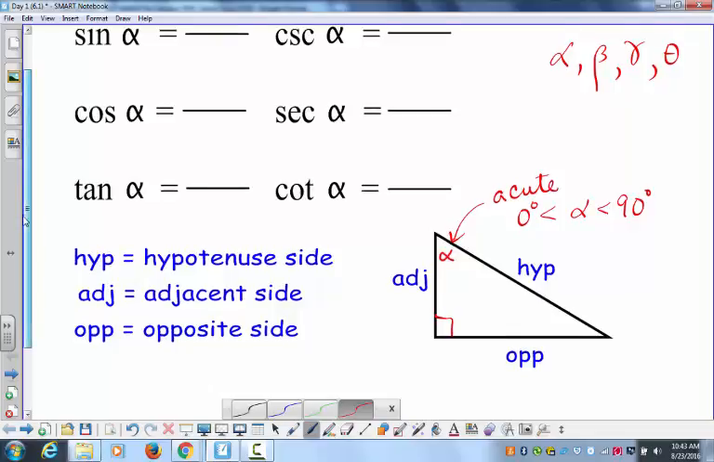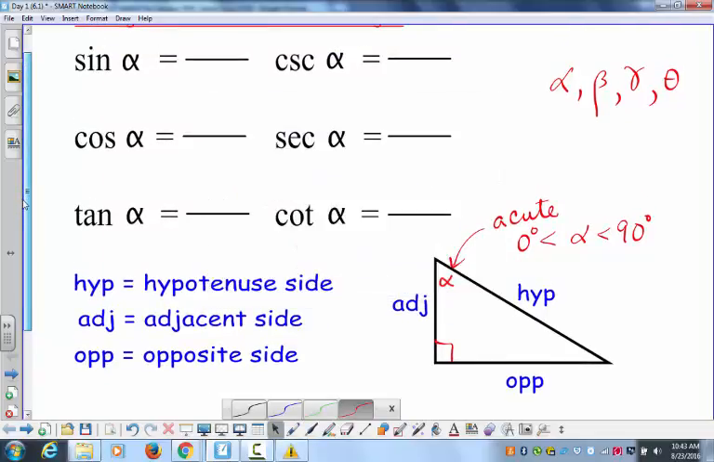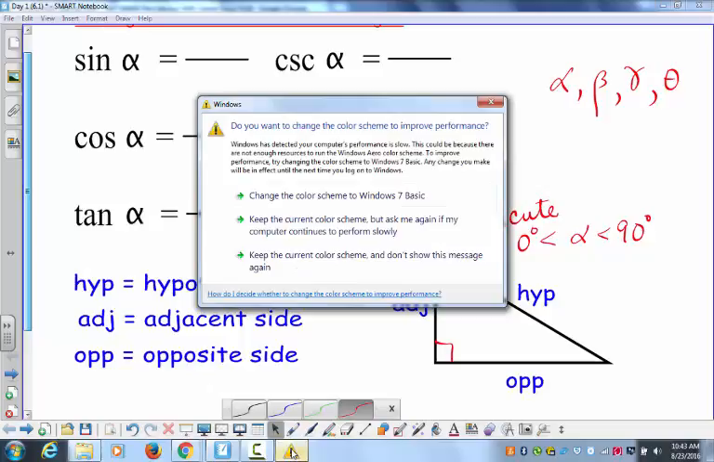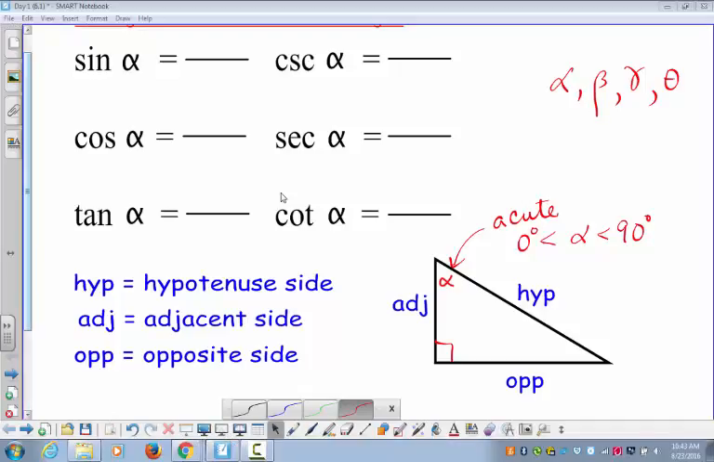And we define the 6 trig functions. There are 6 of them. And the 6 trig functions are nothing more than ratios. So we look at the 3 numbers that correspond to side length, and there are 6 possible ways to combine those 3 numbers. There's 6 possible ratios.